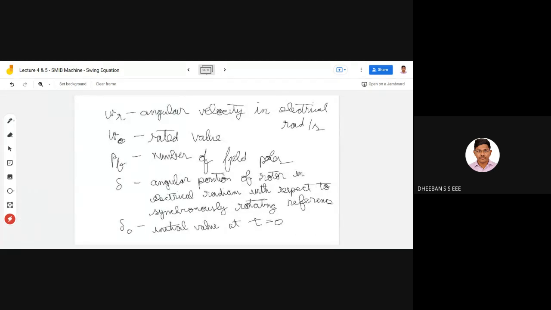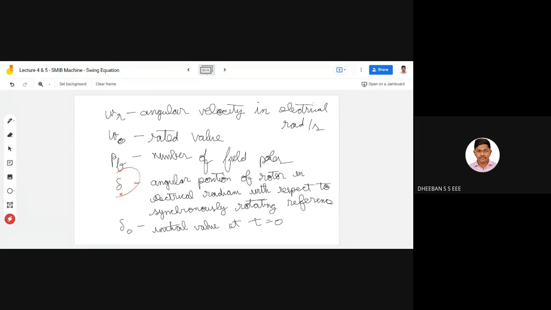So here it is given. Your omega r corresponds to your angular velocity in electrical radian per second. Omega naught is the rated value, and PF corresponds to the number of field poles. Up to this we have seen in the last lecture, and after this, your del corresponds to the angular position of the rotor. So this is very important.